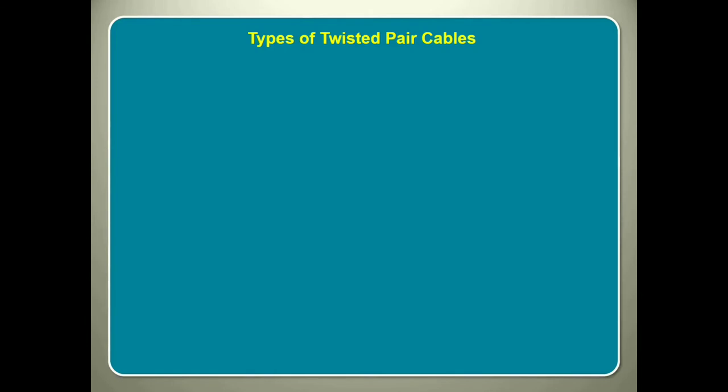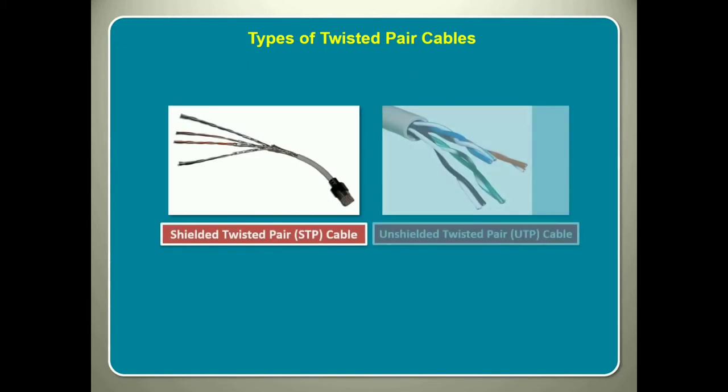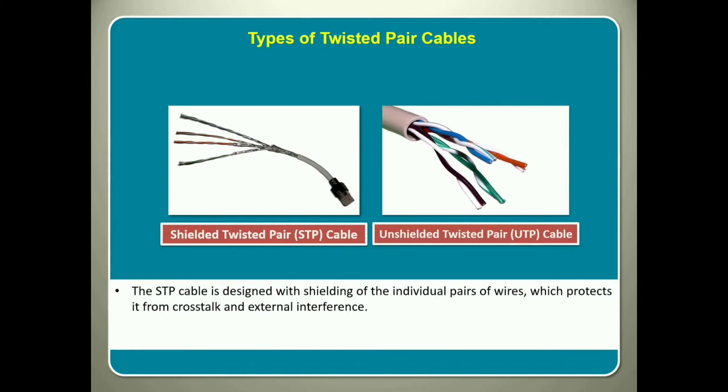There are two types of twisted pair cables available in the market, namely shielded twisted pair or STP cable and unshielded twisted pair or UTP cable. The STP cable is designed with shielding of the individual pairs of wires, which protects it from crosstalk and external interference. STP requires proper grounding at both the ends. It is costlier and heavier than UTP.